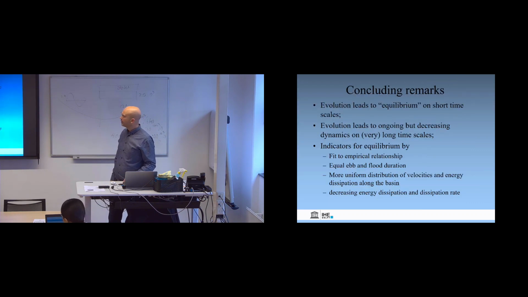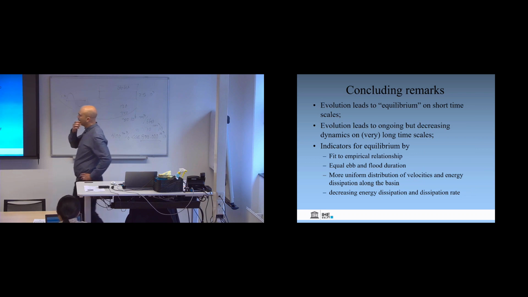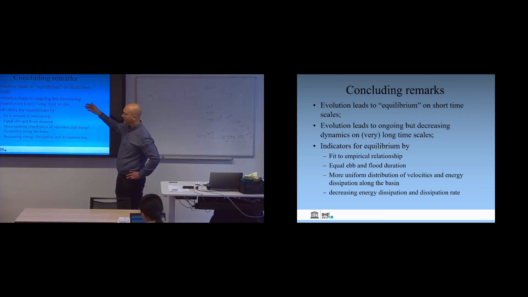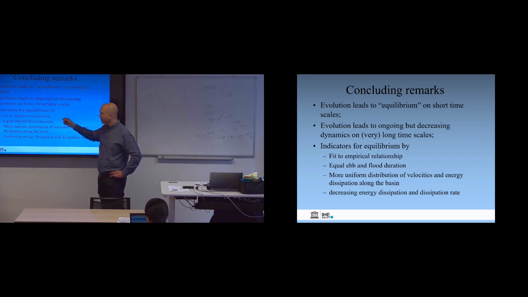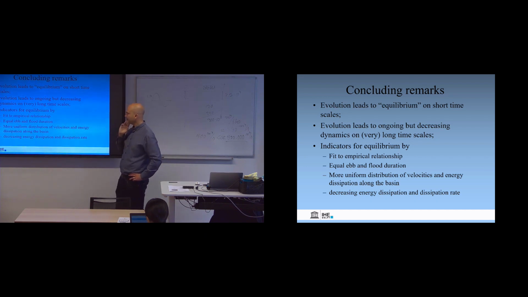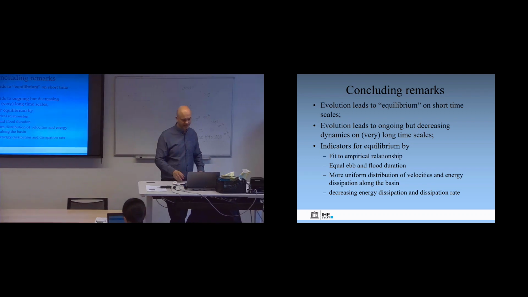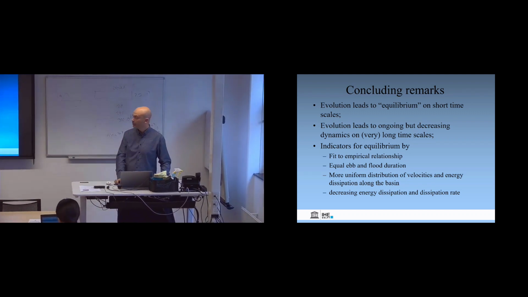So, concluding remark: it leads to equilibrium on the short time scale. On the longer time scale, you see there's no equilibrium, but there is a kind of asymptotic behavior towards equilibrium. There are also indicators for equilibrium because it fits the empirical relationship: equal ebb and flow duration, more uniform distribution of velocity and energy dissipation along the basin, and decreasing energy dissipation rates over time.